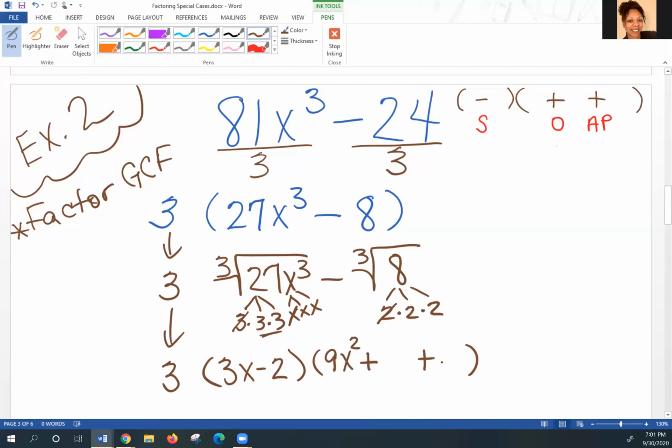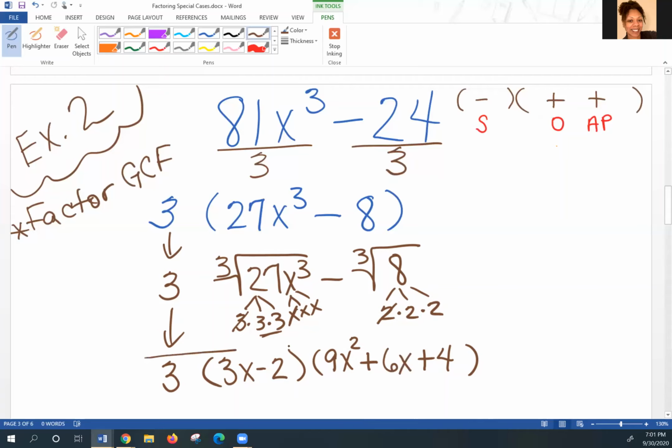I, again, jump to the last one. So 2 times 2 is 4. And now the middle starts with m, so I want to multiply. So 3x times 2 is 6x. And now I am finished.